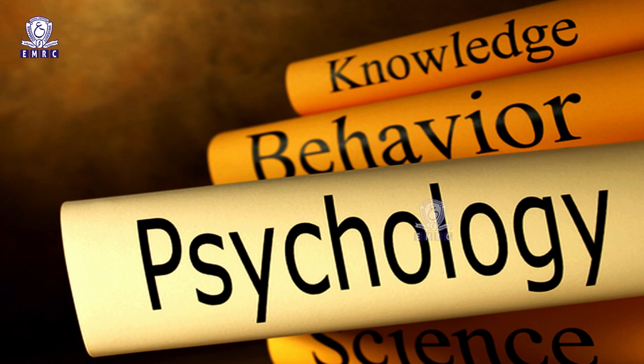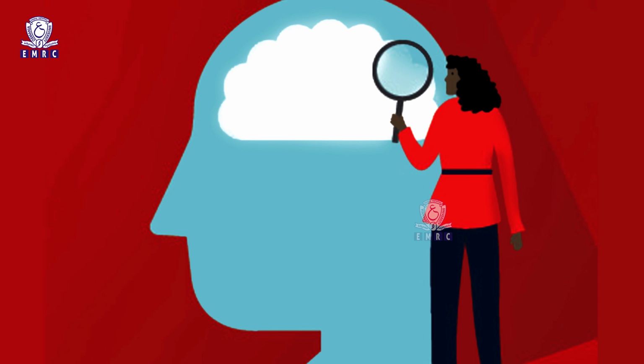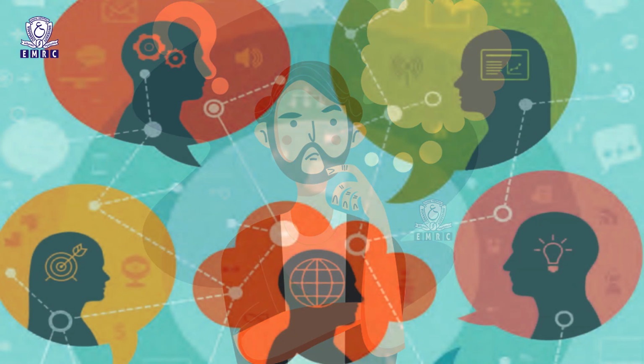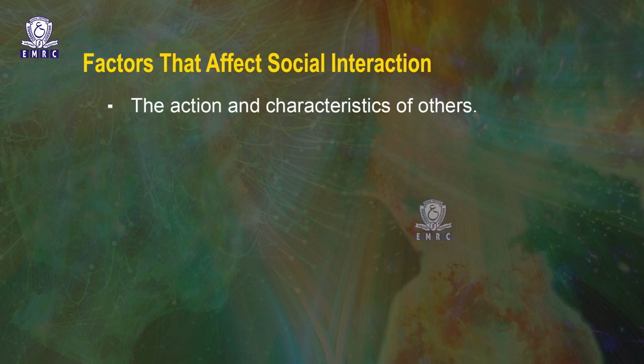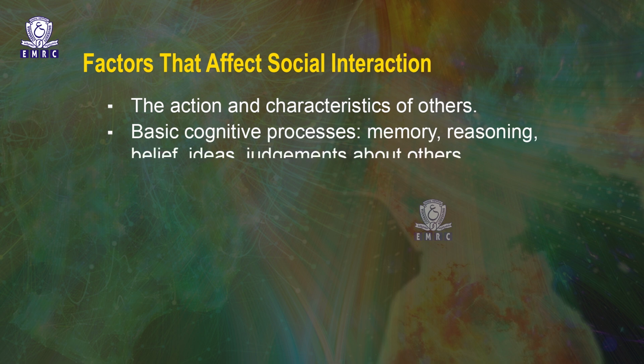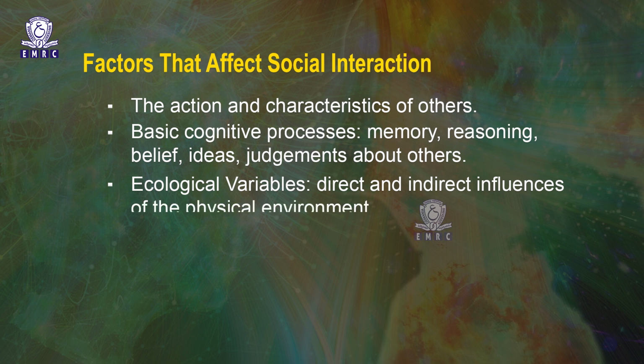The fourth element which helps us to understand the nature of social psychology is causes of social behavior and thought. So, social psychology studies the behavior of the individual as well as theories about the causes and factors that might lie behind a particular behavior and phenomena. Different factors that affect social interaction have been studied mostly, and these are the actions and characteristics of others, and basic cognitive processes. These processes could be our memory, reasoning, the beliefs, ideas and judgments about others, which will also influence our interaction with people. Ecological variables, that is, direct and indirect influences of the physical environment.